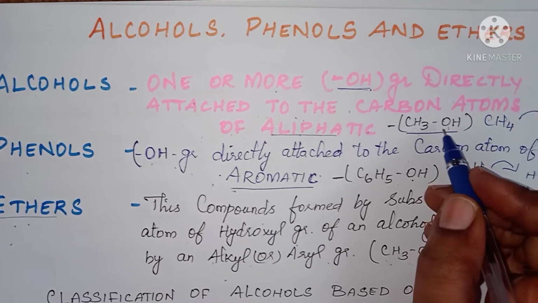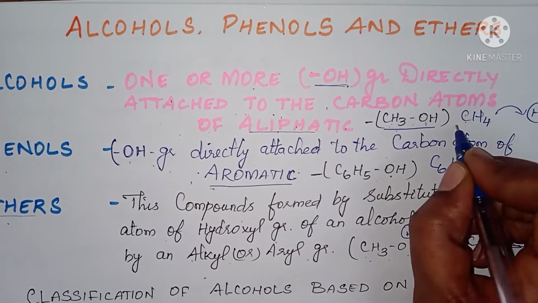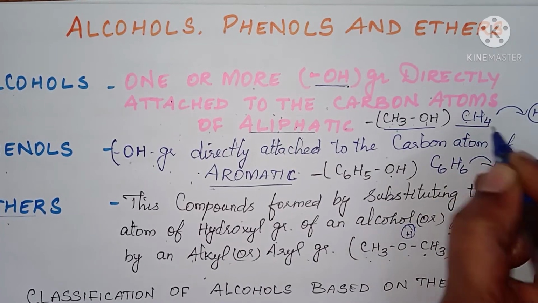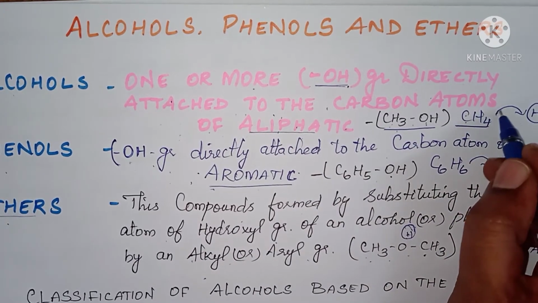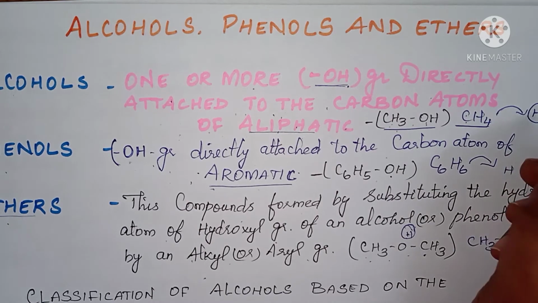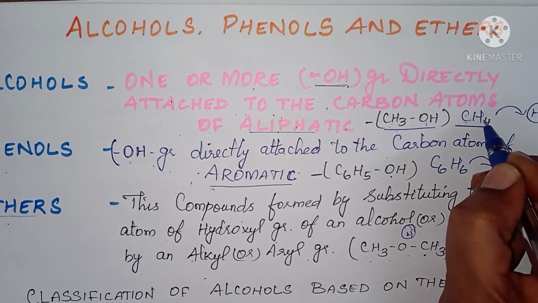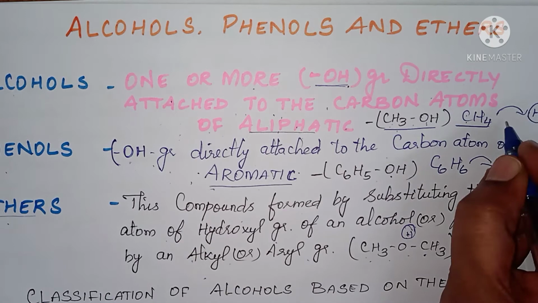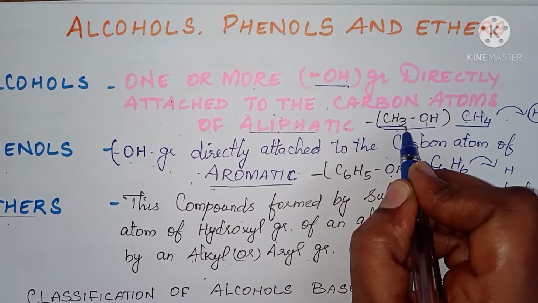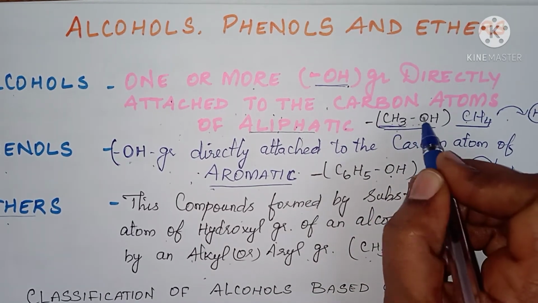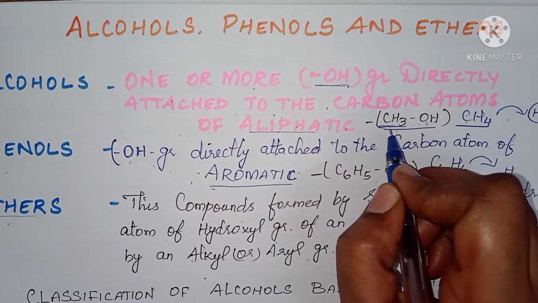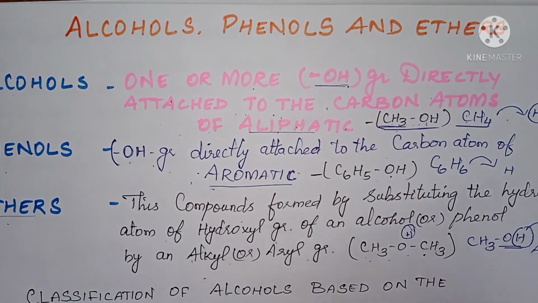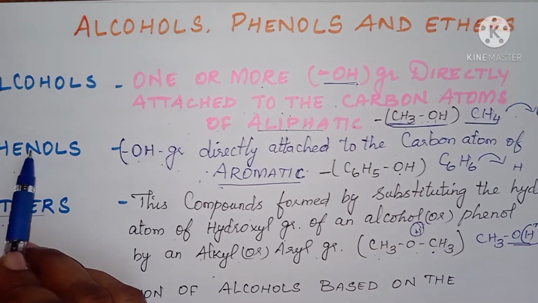Now, in an easy way I'll tell you. See, CH4 is a hydrocarbon. From that, one hydrogen is replaced, and instead of that, an OH group is attached. One hydrogen replaced means CH3 will be there, and in that one hydroxyl group OH will be joining. So that is alcohol.